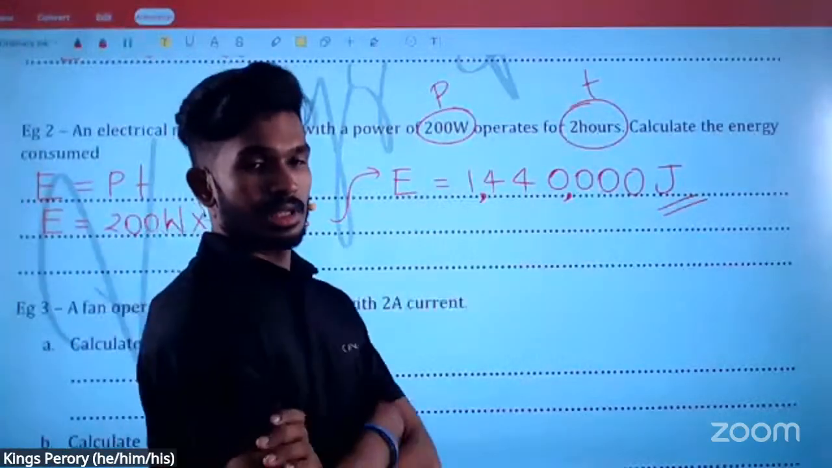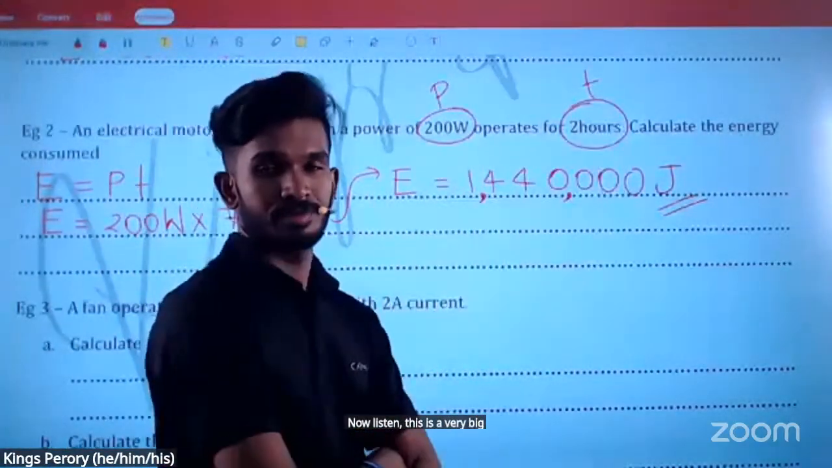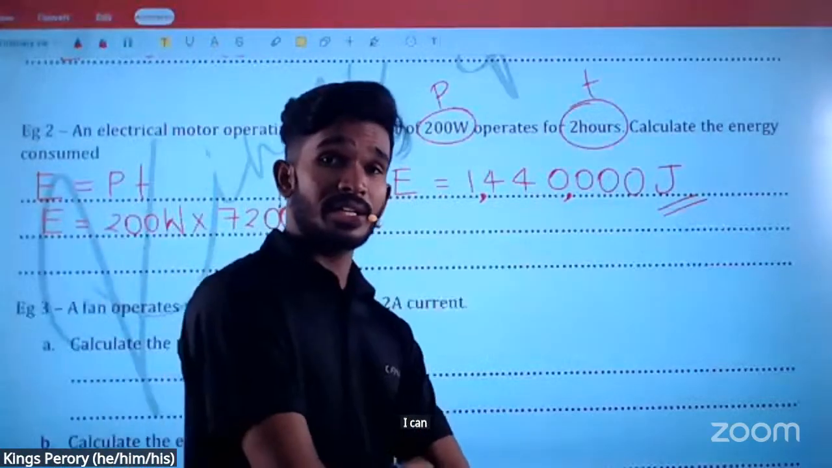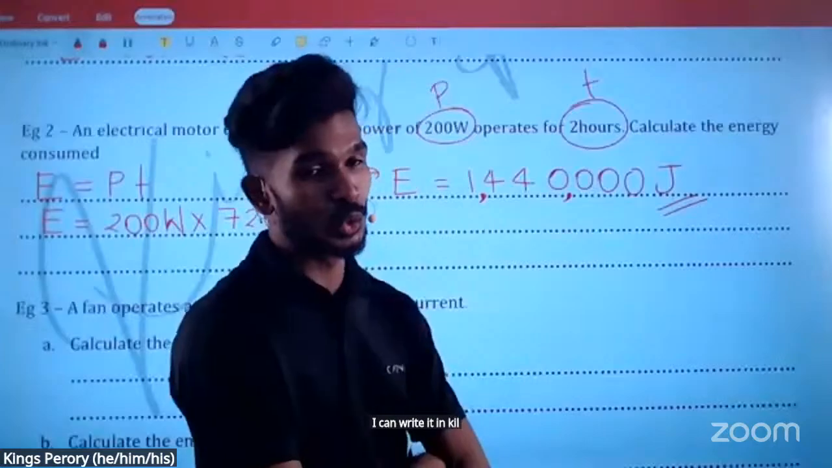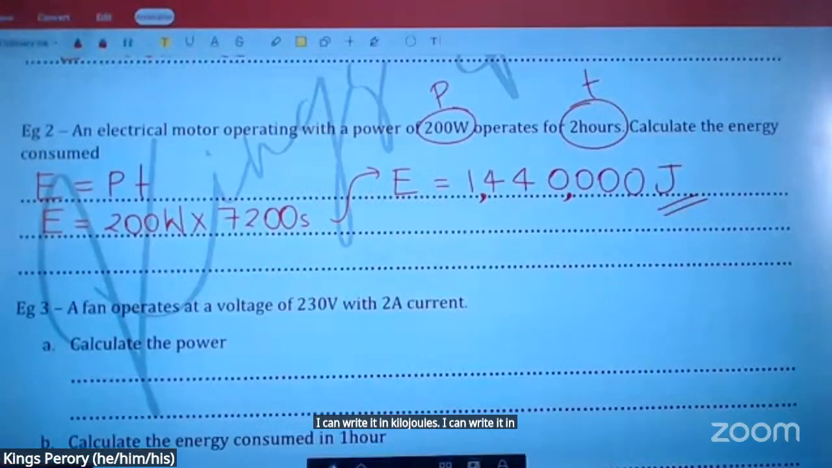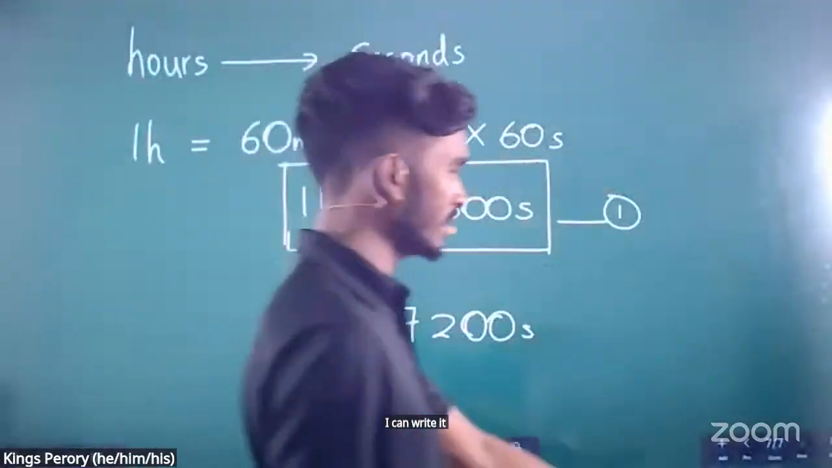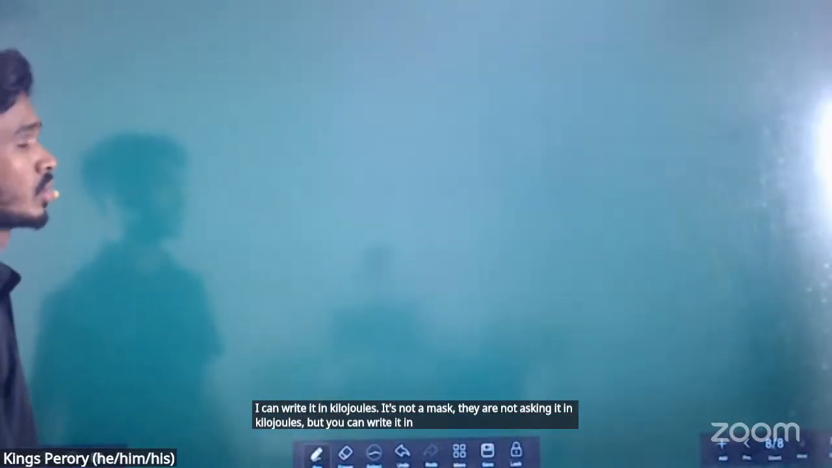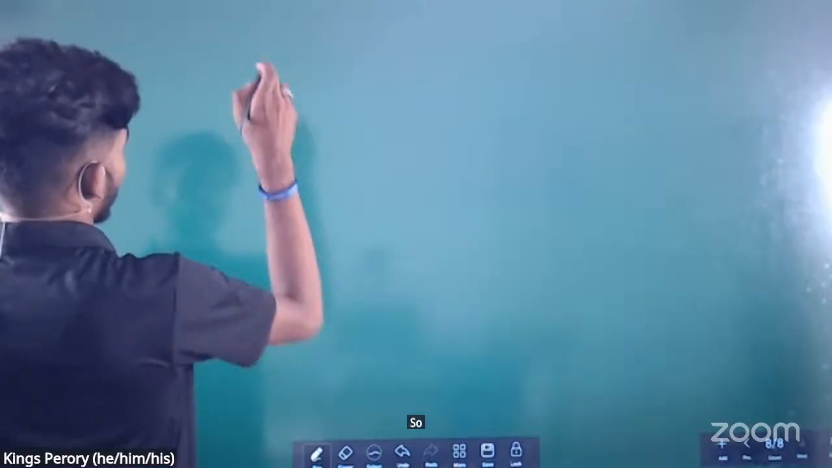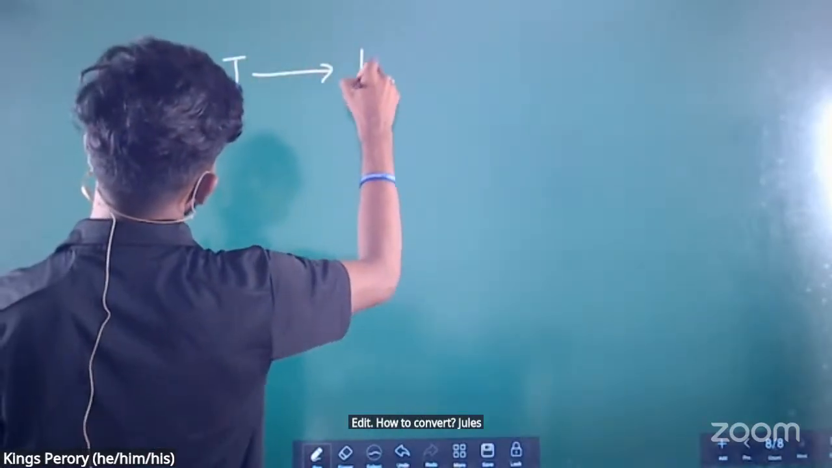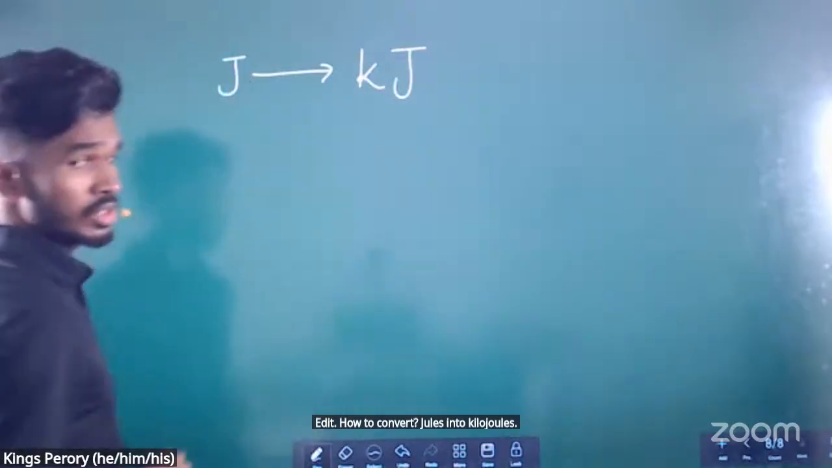Now listen. This is a very big number. If it is a big number, I can write it in kilojoules. It's not a must, they are not asking it in kilojoules, but you can write it in kilojoules. How to convert joules to kilojoules?